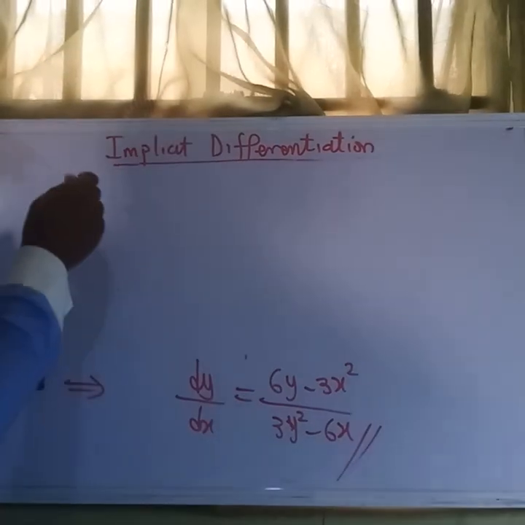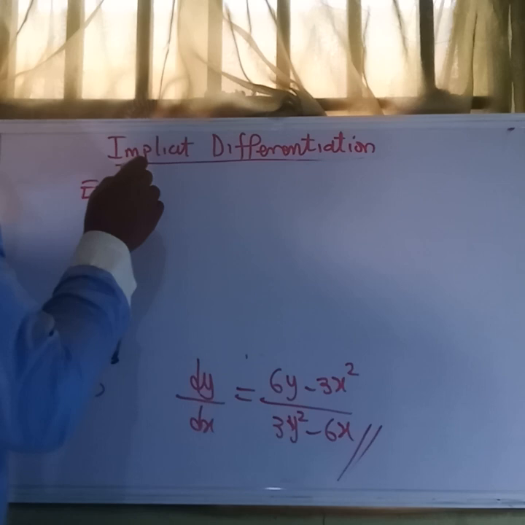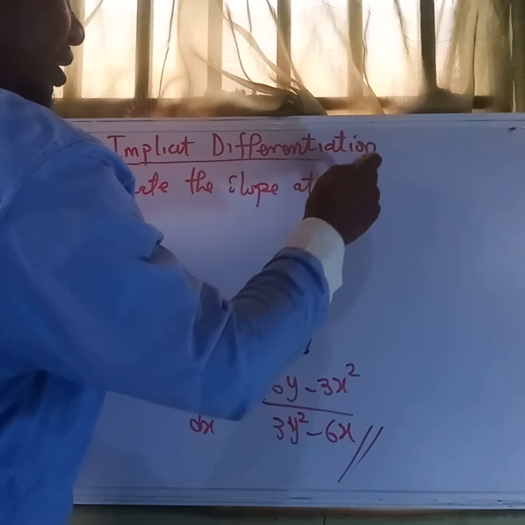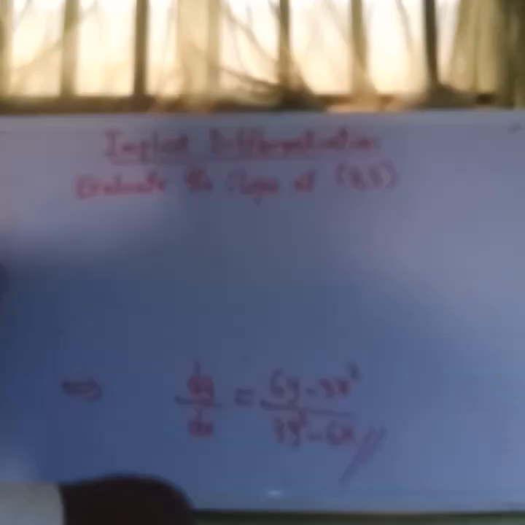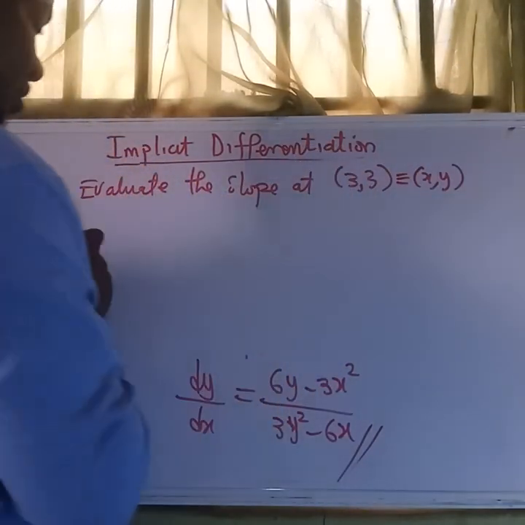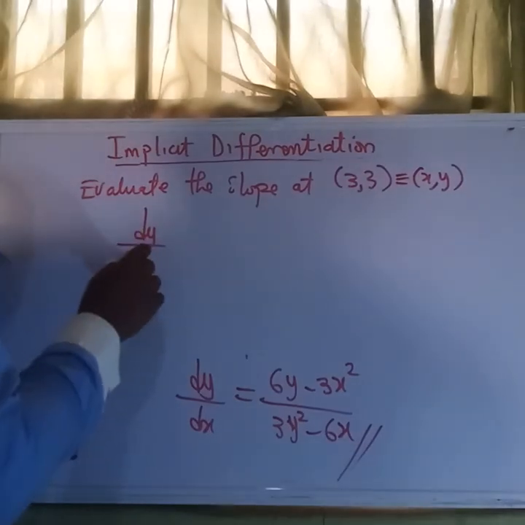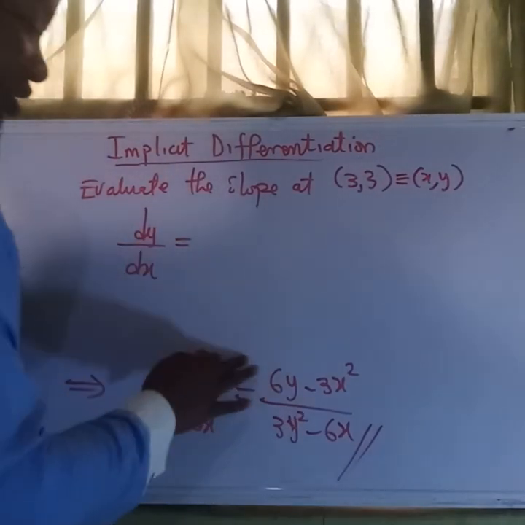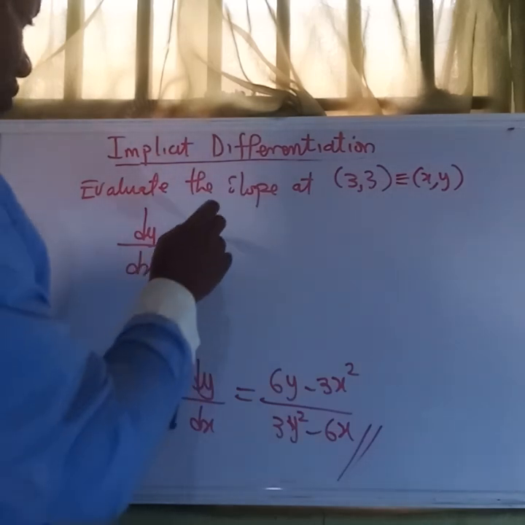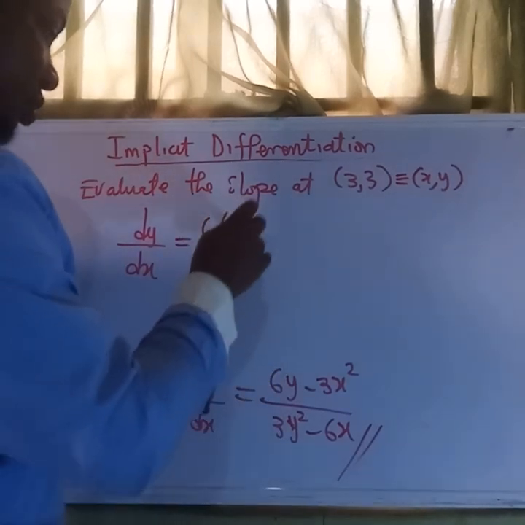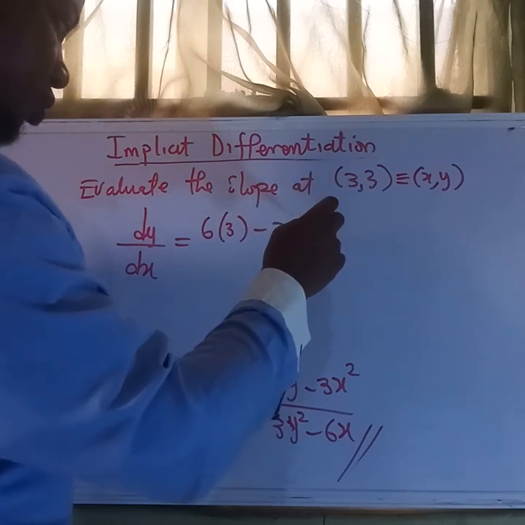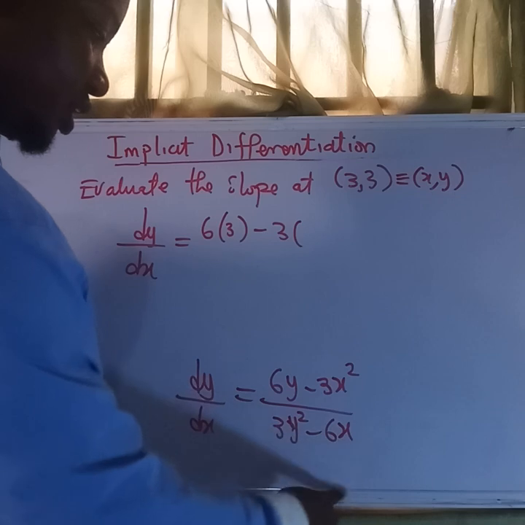So we want to evaluate the slope at (3, 3). That is when x is 3 and y is 3. Let's see what the slope will be, and then we'll draw the graph to actually see how the slope looks at that point, or the tangent line there. So this will be 6 into 3 minus 3 into, okay, I think we can simplify this further before we do that.